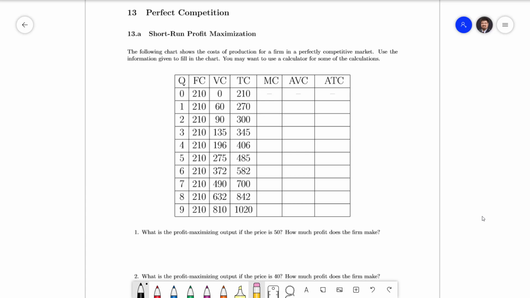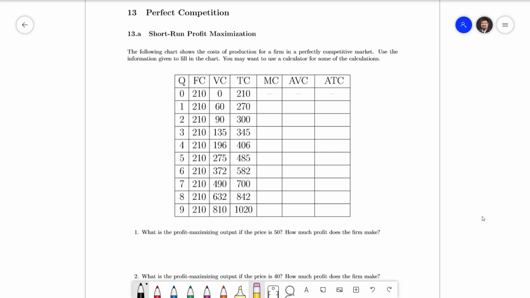In this video I'm going to solve an exercise on short-run profit maximization with a schedule. We have a firm in a perfectly competitive market and we've been given information on its fixed cost, variable cost, and total cost. First thing that we're going to do is fill out our chart.